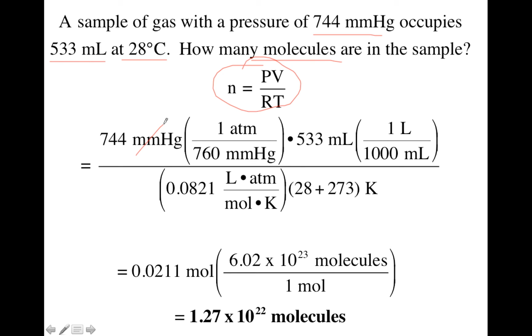So change the pressure from millimeters of mercury to ATMs, change the volume to liters, and change the temperature to kelvins. At that point, liters cancel, ATMs cancel, and K cancels. So your answer using the ideal gas law at that point gets you to moles, but they ask for molecules, so the last thing you would do is multiply by Avogadro's number to get the number of molecules.